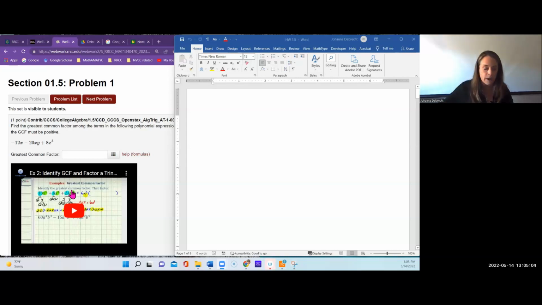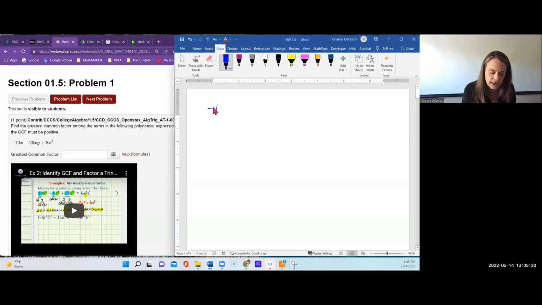Let's take a look now at problem 1. We're looking for the greatest common factor among the terms in a polynomial expression. Now remember, polynomial means the variables have to be written in the numerator and they have to have whole number powers. They can't have decimal numbers for the powers or fractions. They also can't be negative, and that keeps them out of the denominator.